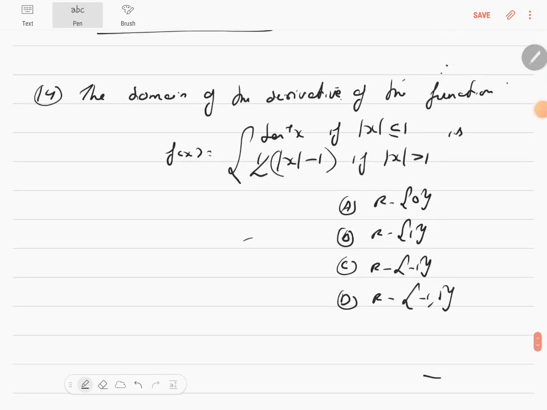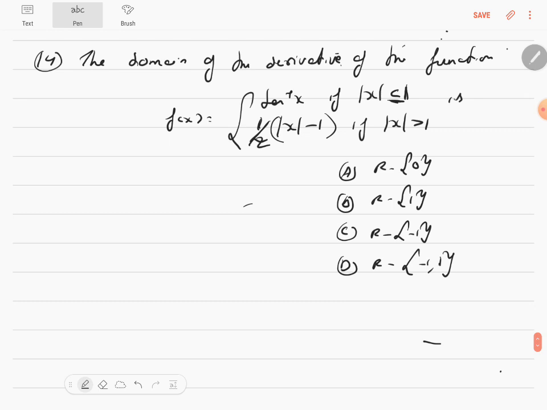The domain of the derivative of the function f of x is equal to tan inverse of x if mod x is lesser than or equal to 1, and half of mod of x minus 1 if mod x is greater than 1. Four options have been given. So let's redefine these functions, because when they say mod x is lesser than or equal to 1, which means x can lie between minus 1 and plus 1.